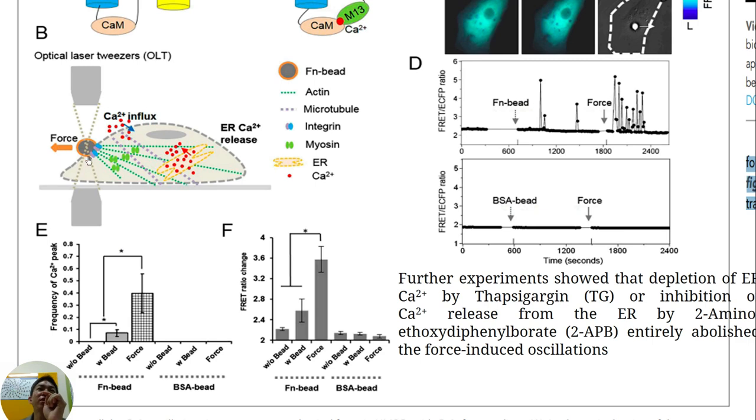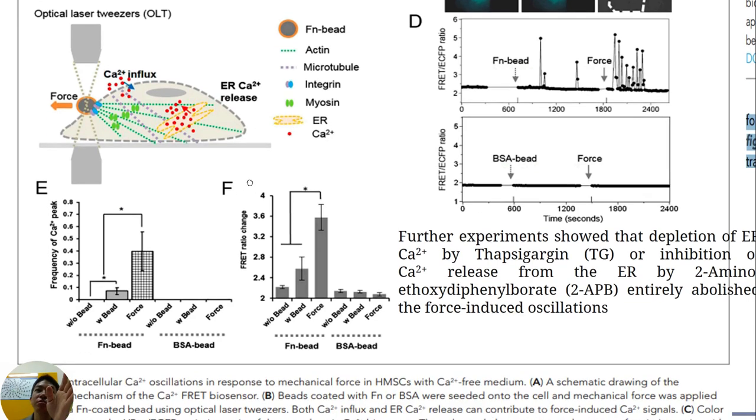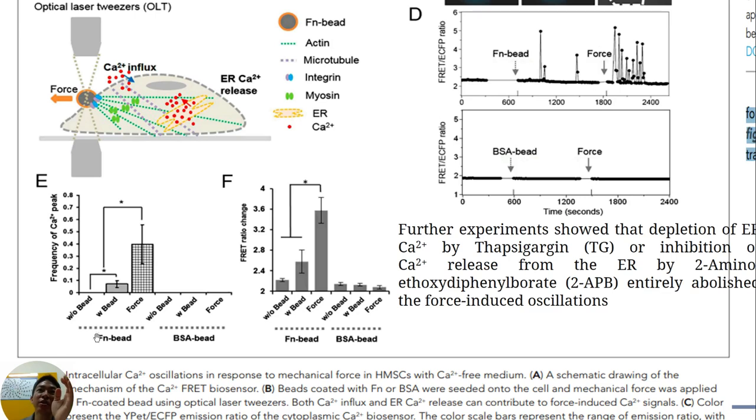And then when they move it and the bead is attached, the cell membrane is also tensioned, right? While it is tensioned, they want to check the calcium influx as well as ionic calcium release. They found that without bead, this calcium oscillation doesn't happen. With only bead, there is a little bit, but with bead plus force by the optical tweezer, the frequency is further enhanced.